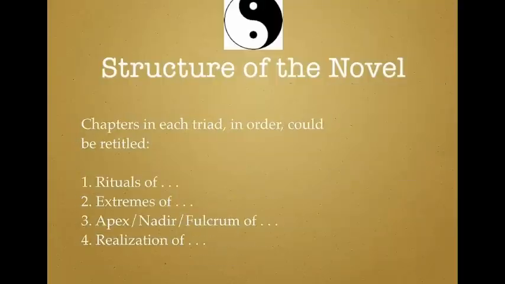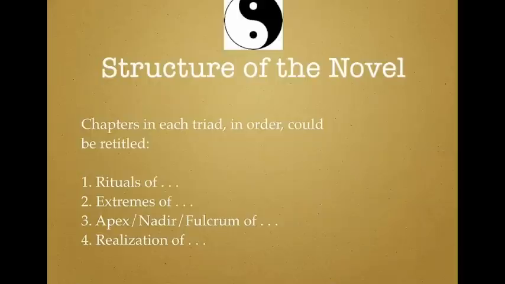Okay. Each of the chapters in the triad could be retitled. What I mean by retitled is they serve a purpose, and if we were to label what that purpose is, chapter 1, chapter 5, and chapter 9 could be retitled Rituals of. So rituals of spirit, rituals of flesh, rituals of unity. Chapters 2, 6, and 10 could be relabeled Extremes of Spirit, Extremes of Flesh, Extremes of Unity. You see how this works.